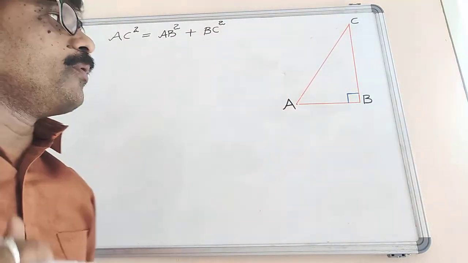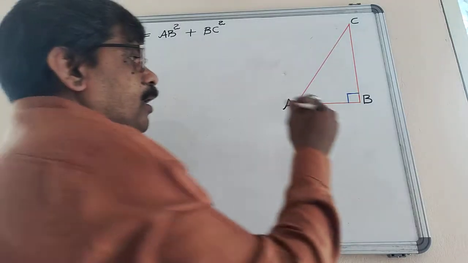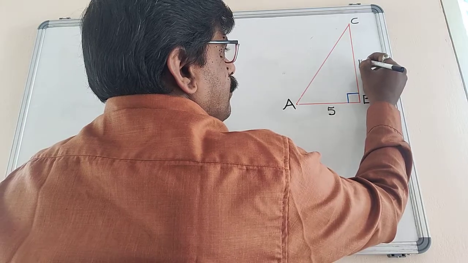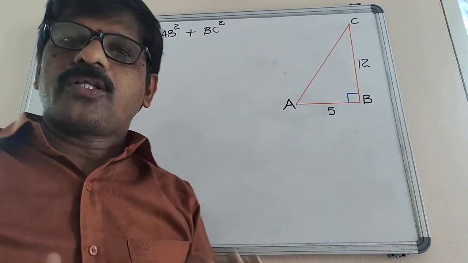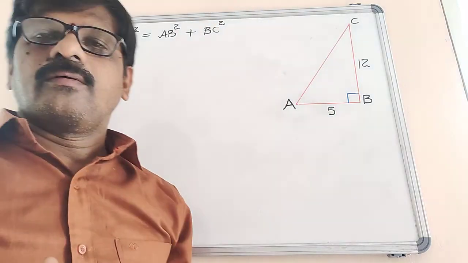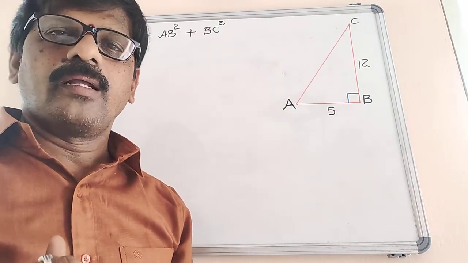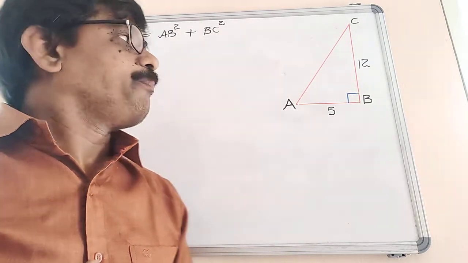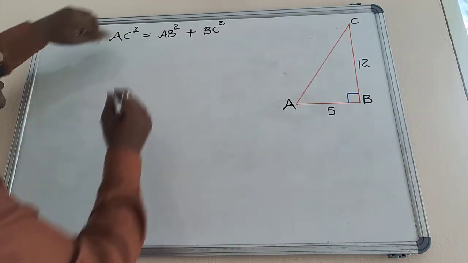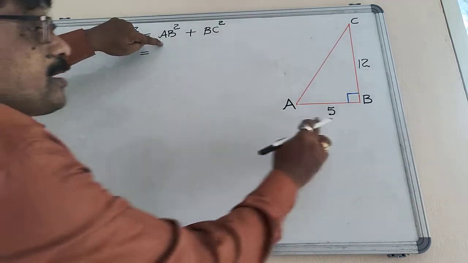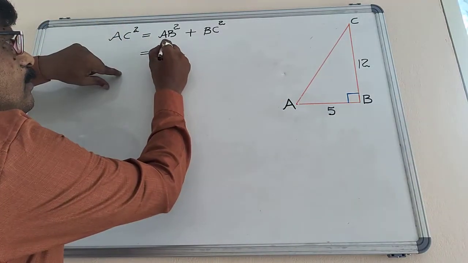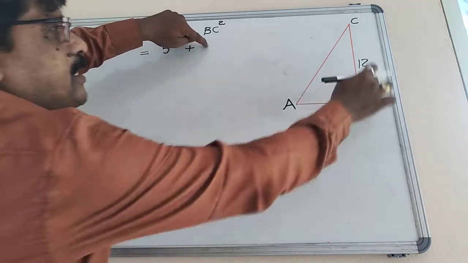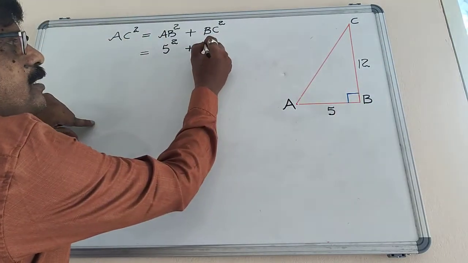For example, let AB be given as 5, and let BC be 12. Understood all of you? What is the length of AC? Now we have to find it according to Pythagorean theorem. So AC square equals AB square, AB is 5, so 5 square, plus BC square, and BC is 12.